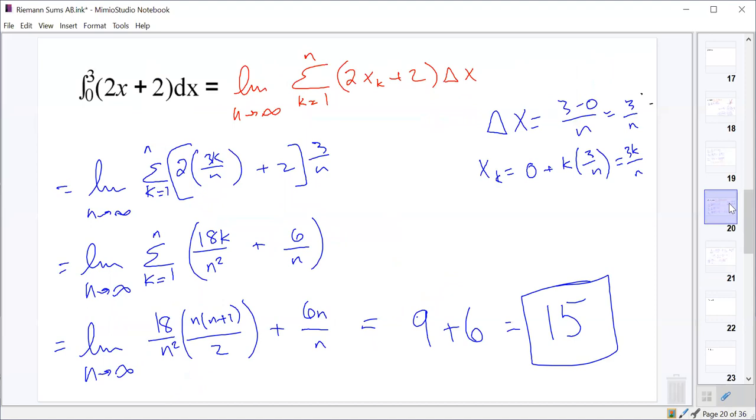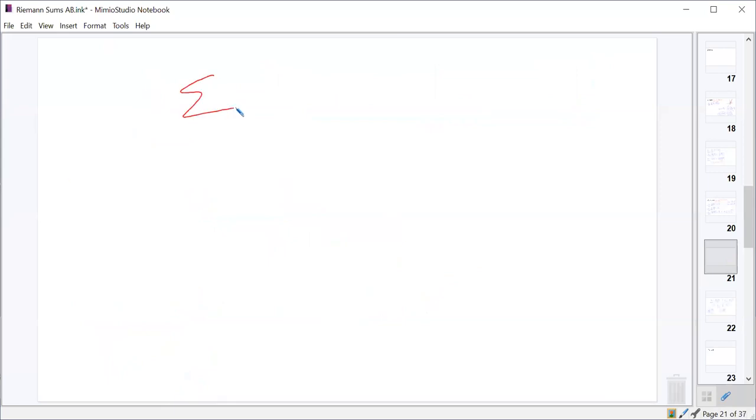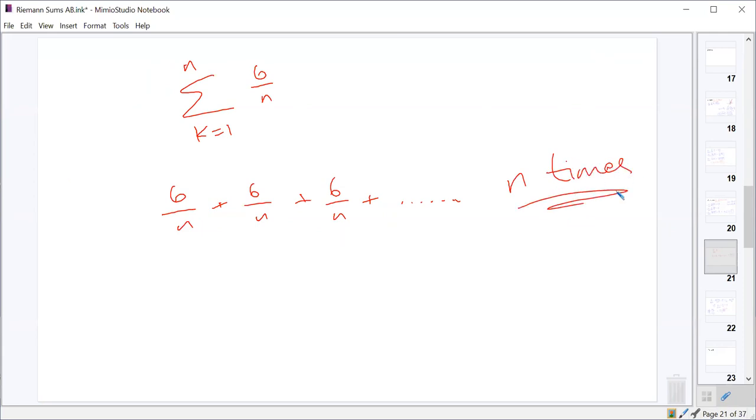How did you go from 6 over n to 6n over n? Okay, so let me put another page in here. So I'm summing together a bunch of 6 over n's. Right, that's what this is saying. The sum from k equals 1 to n of 6 over n is 6 over n plus 6 over n plus 6 over n, as many times as until we get to n. So we're going to do that n times. And so if I have n 6 over n's added together, well, that's 6 over n times n. All right, thank you. Any other questions on that?